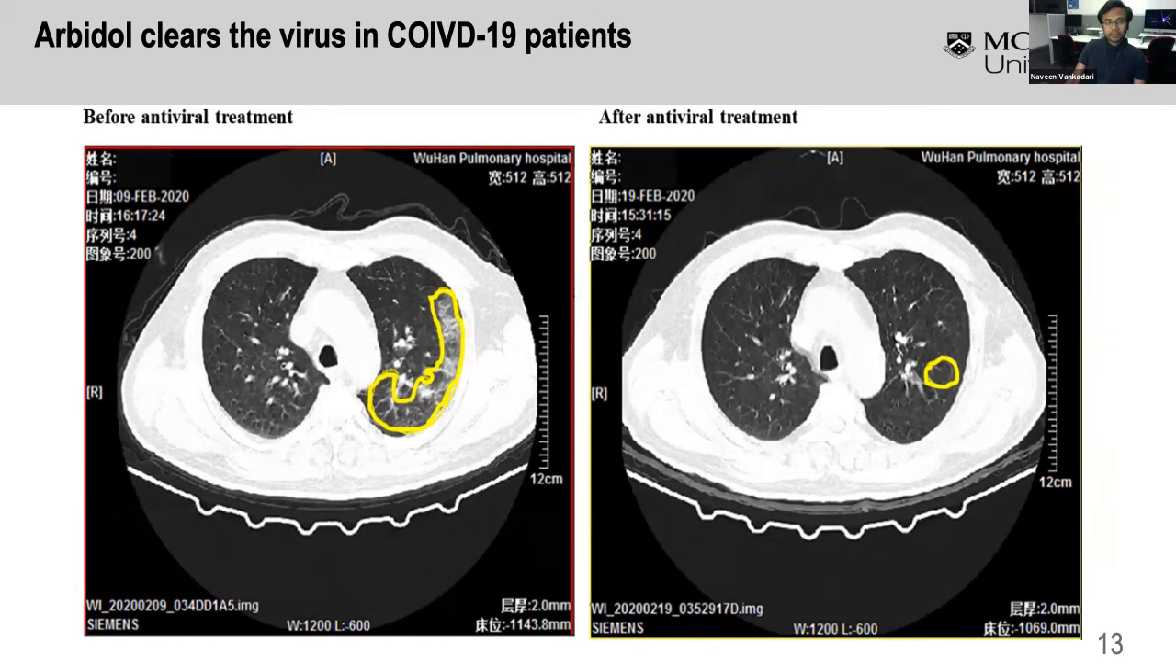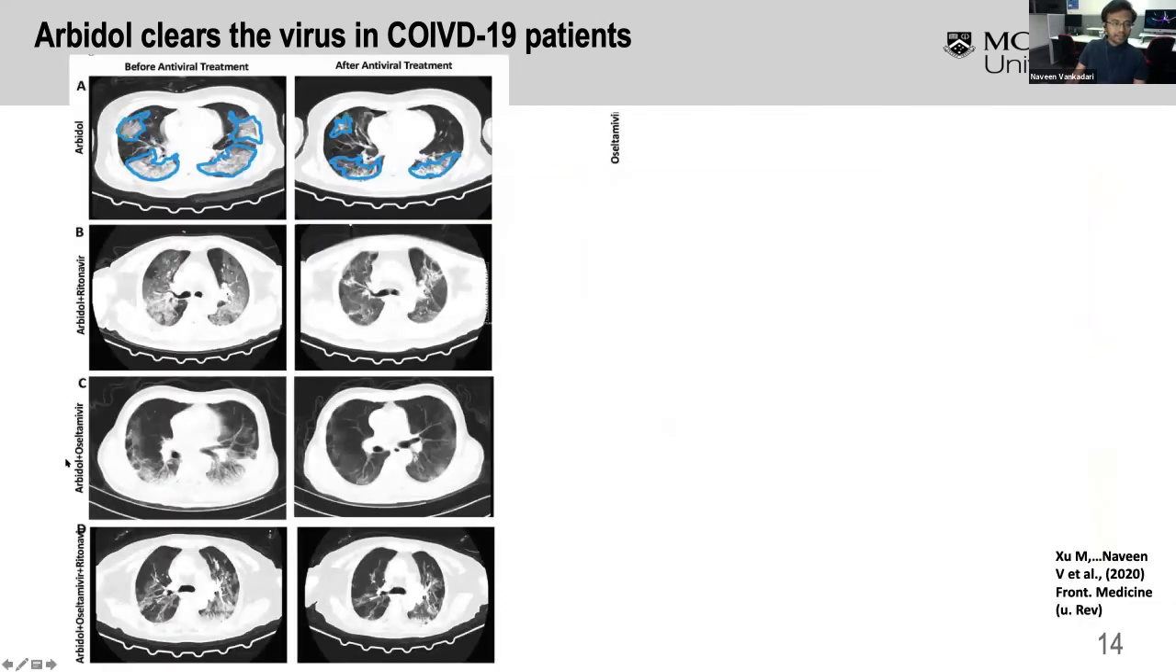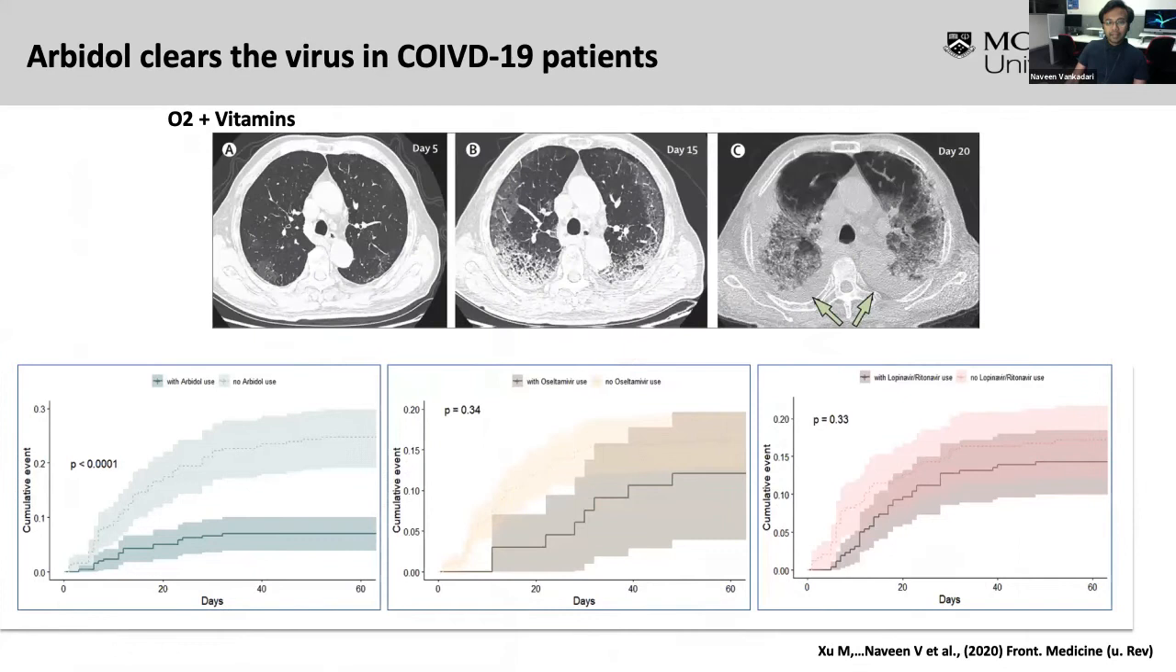Thank you very much. We also tested in parallel with other combinations of drugs and also Arbidol alone, and it shows a very clear efficiency in clearance of the virus. That gives a lot of confidence that Arbidol not only binds to the spike protein, but also clears the virus in patients. So the odds ratios and the mortality ratio also decreased compared to just patients given oxygen and vitamins.